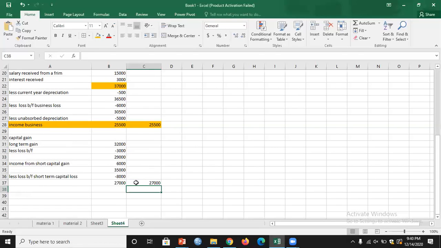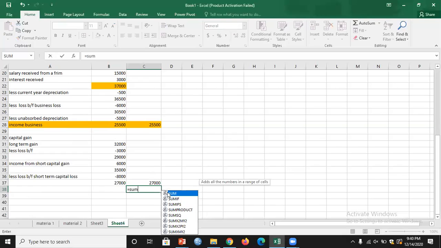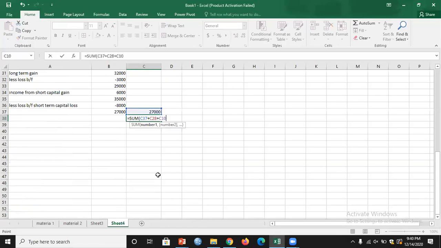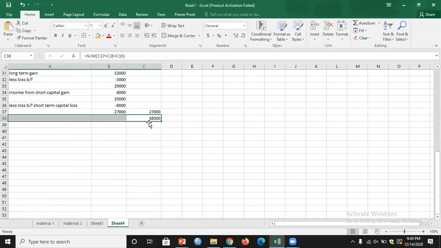So after all the calculation, we need to calculate the total income of the assessee. We got 25,500, then 6,000 for house property, and 27,000 for capital gains. So we got the total income of 58,500.